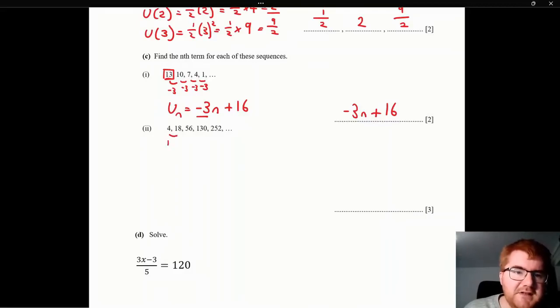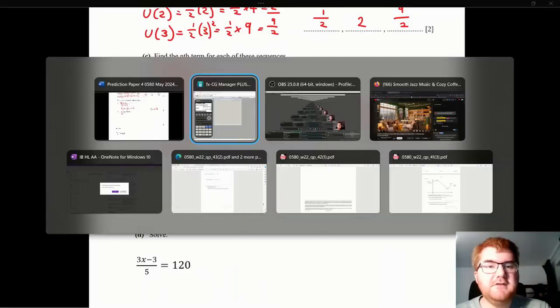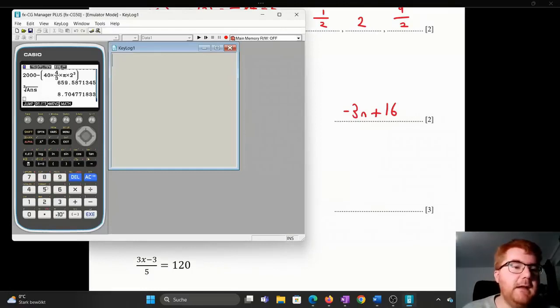So we look at the differences. So we have a plus 14 here. At this point, you can start using your calculator. If you're like, oh, 56 minus 18, it's a good exam tip. I mean, why do these mental methods when we just have a calculator?